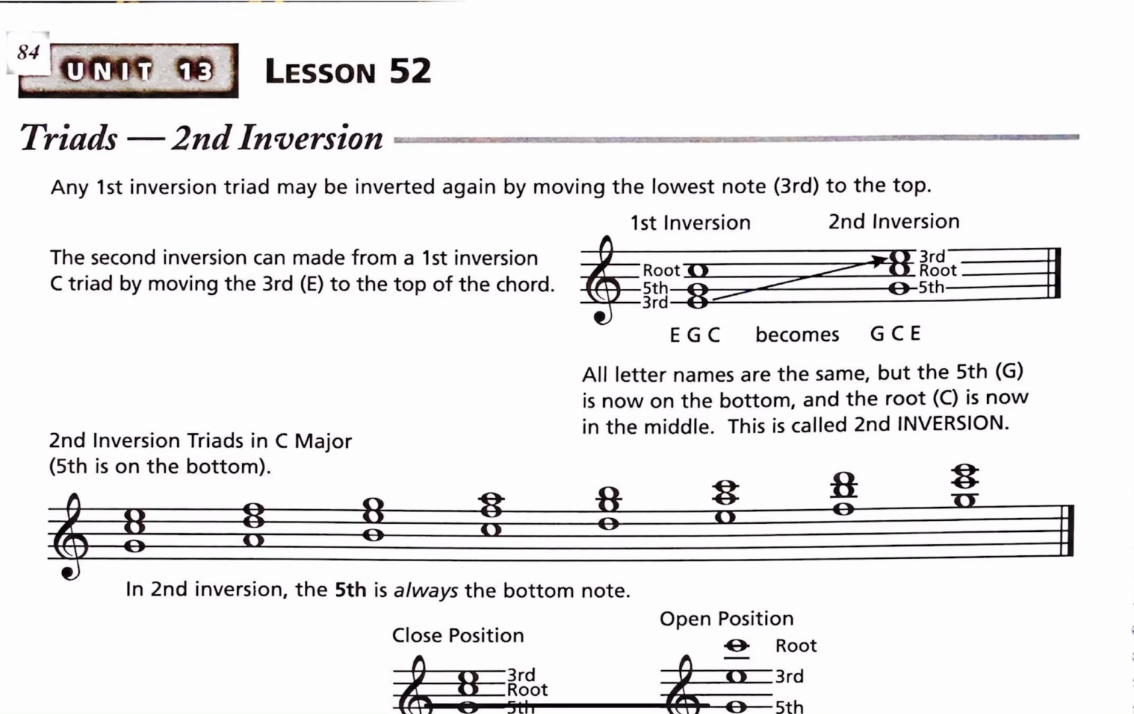A couple of things that you want to pay attention to before we actually get started grading this is just a reminder that when we go from first inversion to second inversion, we take the new bottom, which is the third of the chord, and take it up to the top, which leaves the new middle, or the old top, as the new bottom. Okay, so in second inversion, the fifth of the chord, which means the fifth note above the root, is the bottom.